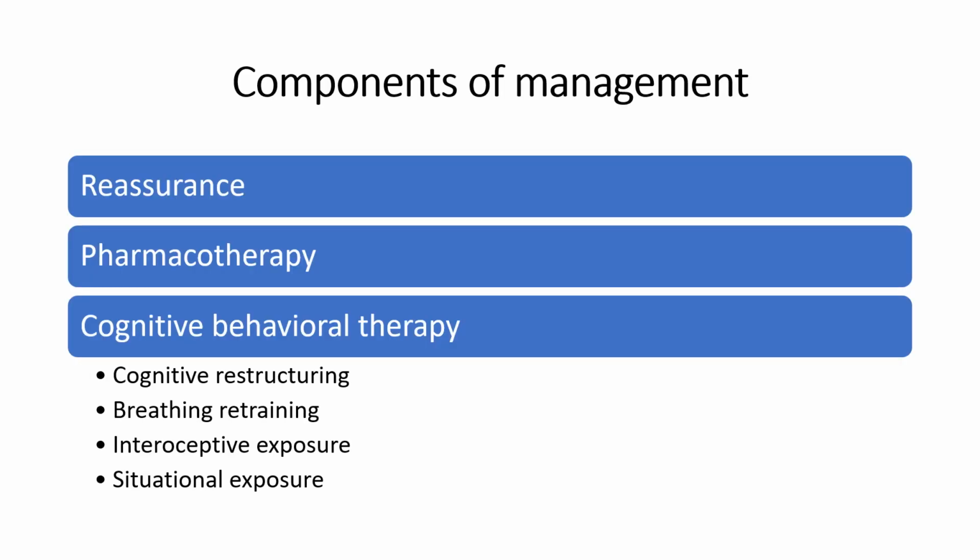Components of management. Initially, reassurance is needed, as a panic attack patient feels that he is going to die and won't survive. So reassurance is most important. Then pharmacotherapy and cognitive behavior therapy. In cognitive behavior therapy, cognitive restructuring, breathing retraining, interoceptive exposure, and situational exposure can be done.